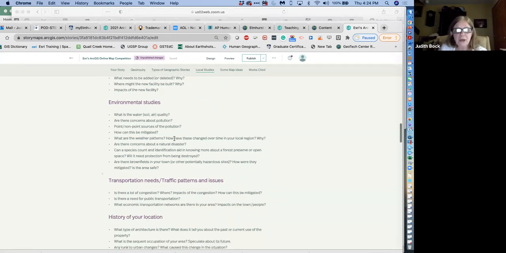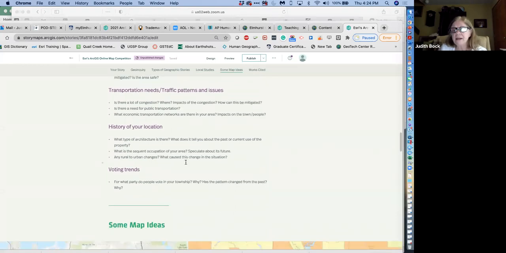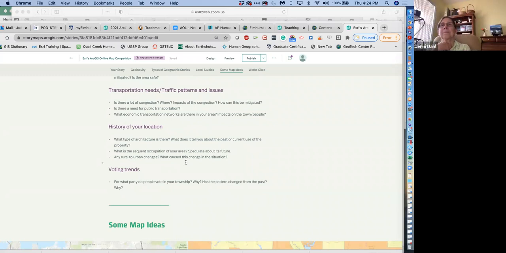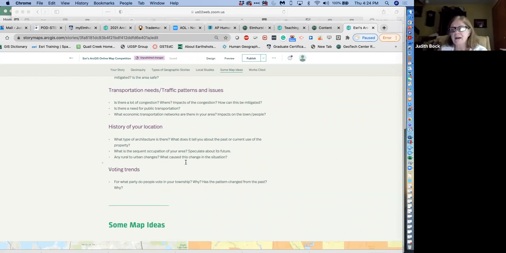Okay, well, here were a couple other ideas. Maybe, and this might not be related to a curriculum idea per se, transportation needs or traffic patterns and issues. So do you live in an area where there's a lot of congestion? And again, it's always like, what are the impacts of all that congestion? It might be anything from air pollution to more accidents happening. And is there a way of solving that problem and looking at it in different ways?